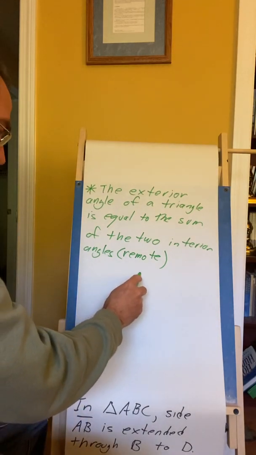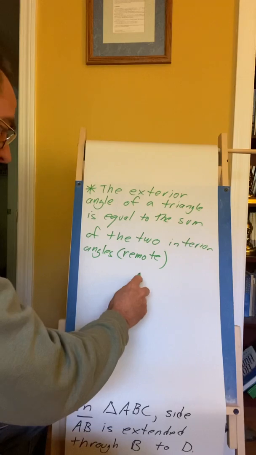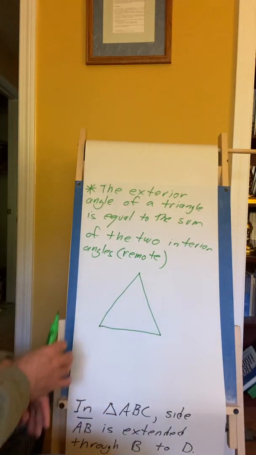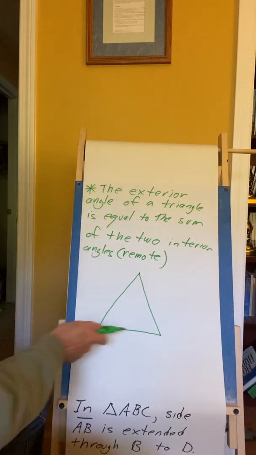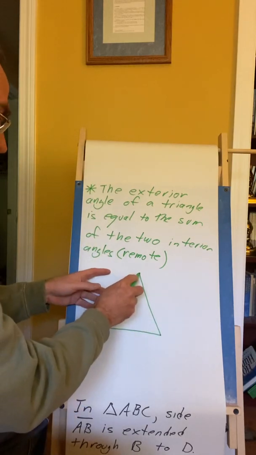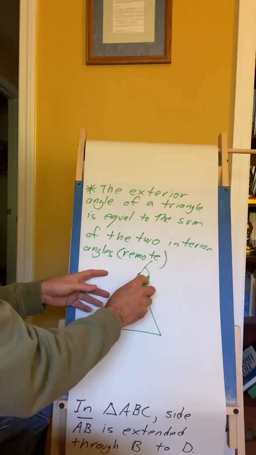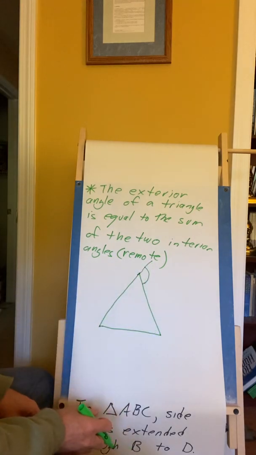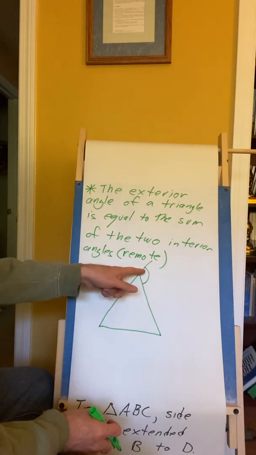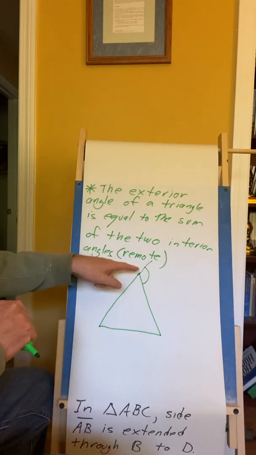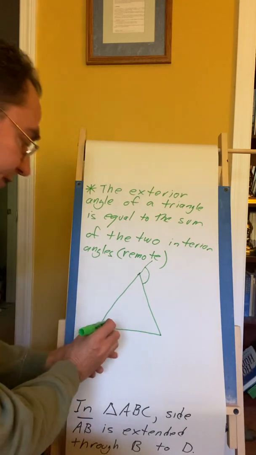So let's just do that one more time. We have a triangle. And oh, by the way, you can extend any angle. So instead of always doing it that way, I'm going to just extend it up this way. And let's find that angle. Okay? Well, that's the exterior angle. The two interior angles that are remote, what I mean by remote, I mean the ones that are not next to this one. I mean this one down here.